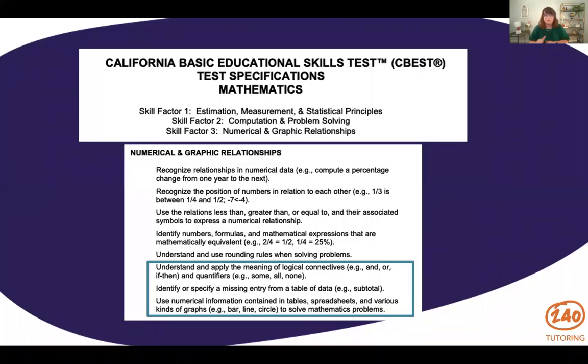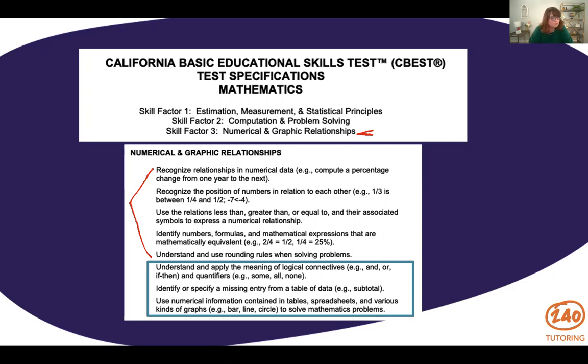Now, today we are looking at, again, that graphic and numeric relationships. So this is skill factor 3 in your standards. Today, we're going to look at these specific skills up here, these first 5. So we're looking at relationships in numerical data. We're looking at positions of numbers in relation to each other, using greater than, less than, or equal to describe relationships, identifying numbers, formulas, and expressions that are equivalent, and then using rounding rules to solve problems.